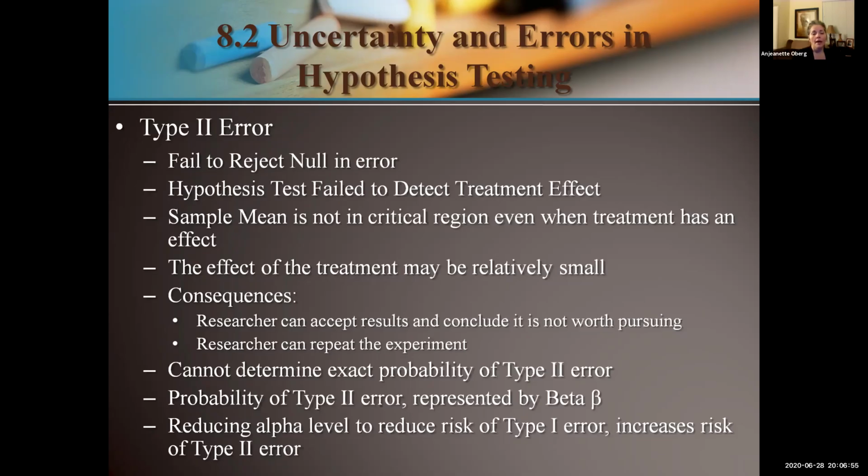And so we associate type 1 with our alpha level. We associate type 2 error with our beta. So alpha and beta, the two go together, okay?